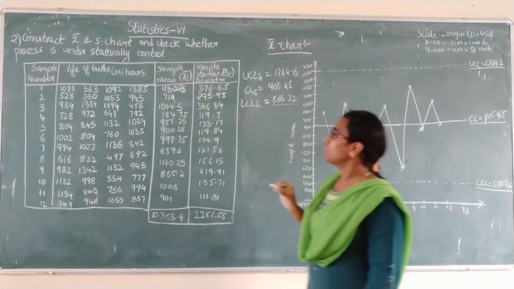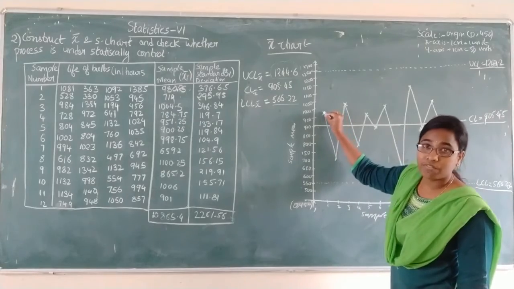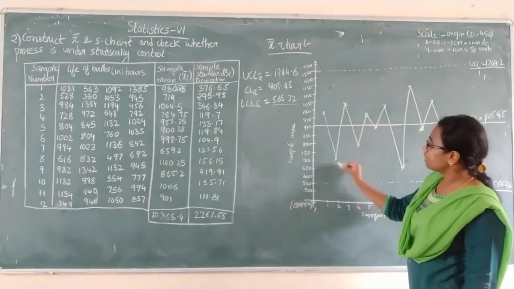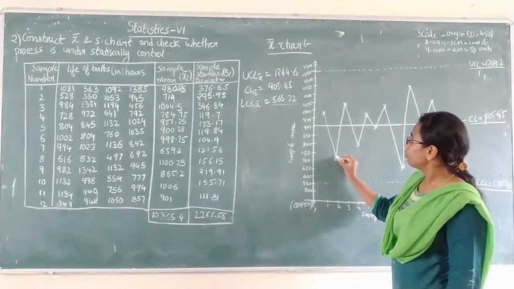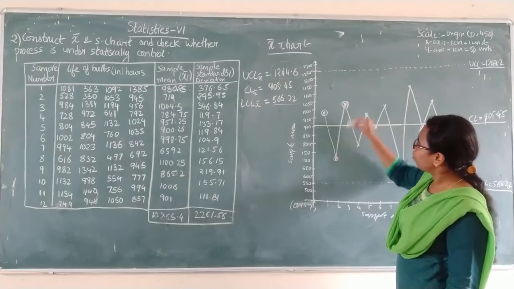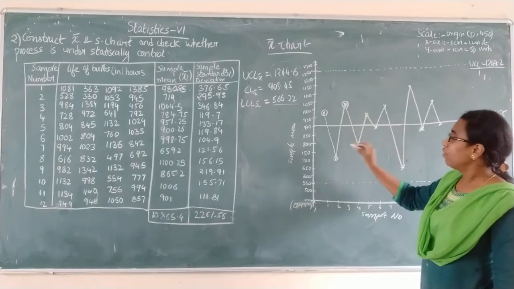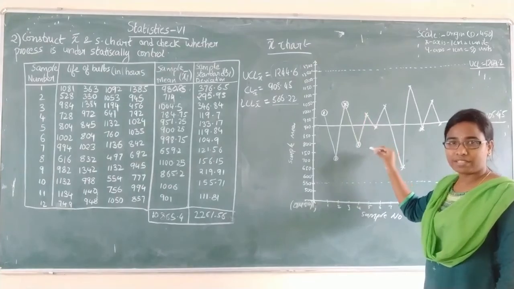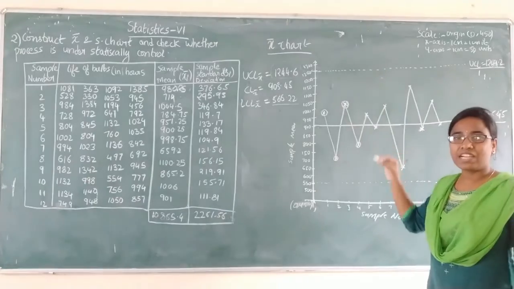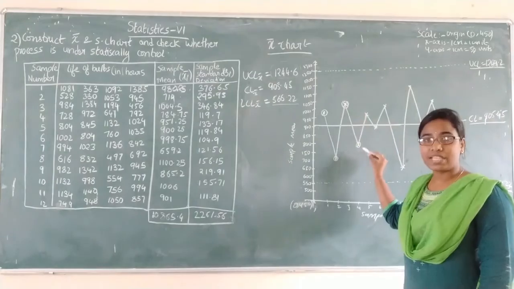Corresponding to the first sample, what is the first mean? 980. So first sample 980. You plot the first point. Then the second sample, the mean is 740. So you plot these points and join them. For the third sample, plot the point and join them. For the fourth sample, plot the point and join them. If you keep joining each and every point simultaneously, it will be easy for you. If you put all the points first and then start joining, you may miss some value. So keep joining the points simultaneously.